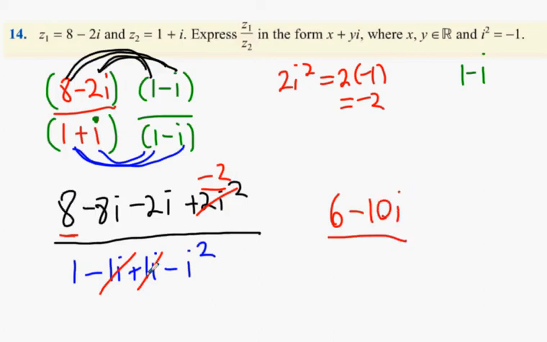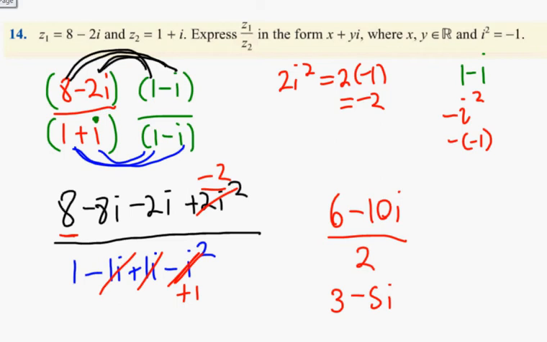And then on the bottom, what's minus i squared? Minus bracket, what's i squared? Minus 1. Minus minus 1, plus 1. So this here is a plus 1. 1 plus 1, 2. 6 minus 10i over 2. What have you noticed? There's no i's left on the bottom. That's the whole point. So divide 6 by 2, you get 3. Divide 10i by 2, 5i. And that's your answer: 3 minus 5i.